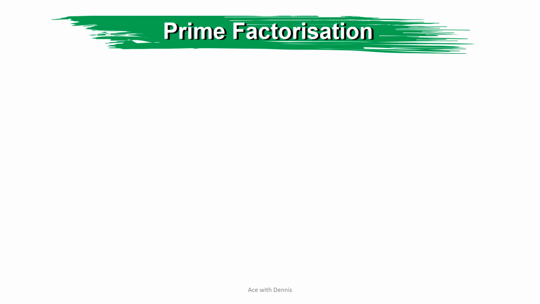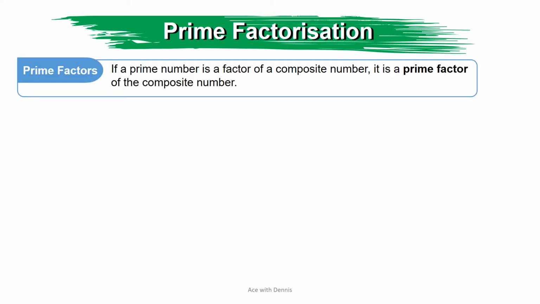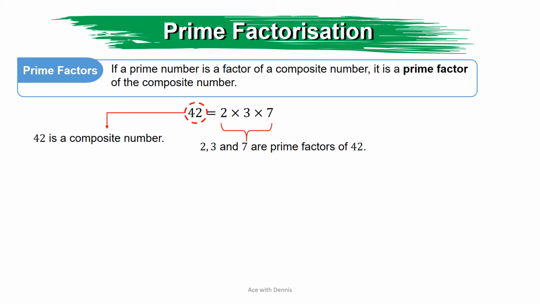Prime factorization. What are prime factors? If a prime number is a factor of a composite number, it is a prime factor of the composite number. Here is an example. 42 equals 2 times 3 times 7. 42 is a composite number, and 2, 3, and 7 are prime factors of 42.